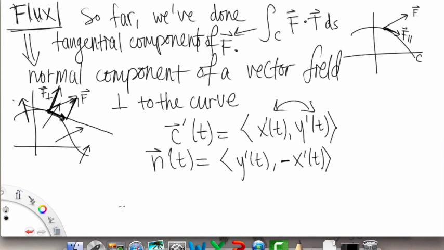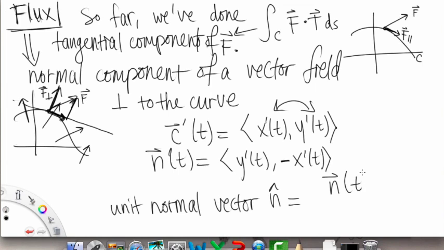To normalize the normal vector, what we need is the unit normal vector, which you could write as n hat. Again, how you normalize things is you take the original vector and divide by its magnitude. That's how you get the unit normal. I'll conclude on the next slide.